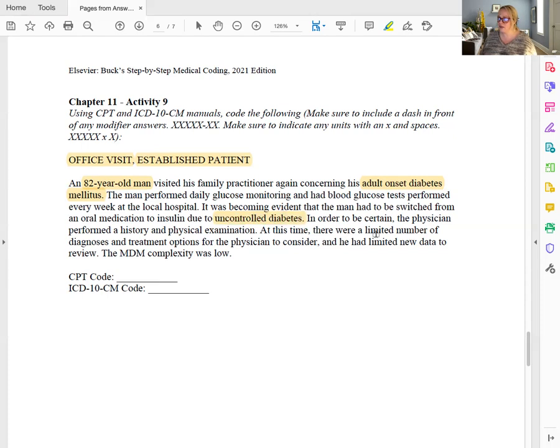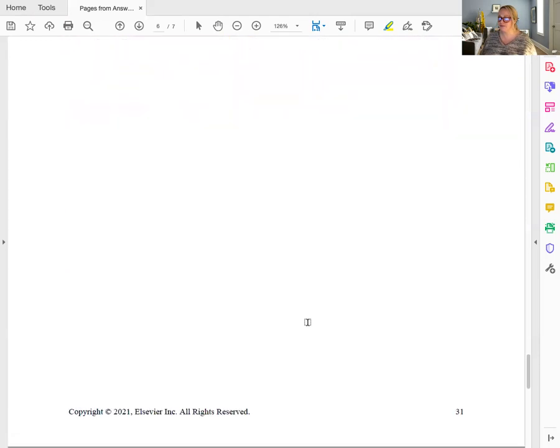At this time, there was a limited number, I reread that, of diagnoses and treatment options from the provider to consider, and he had limited new data to review. Since this summary doesn't give me the details of the medical decision-making, I can't break this up on my medical decision-making chart. So I'll have to go off the summary that tells me this is low medical decision-making, which codes to a 99213.